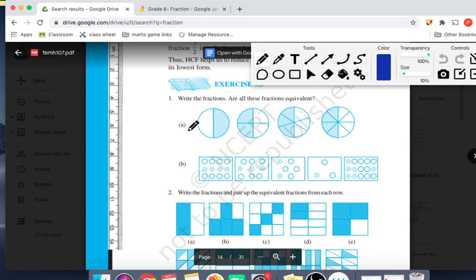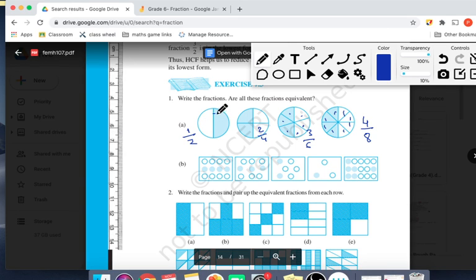Fraction of this figure is 1 by 2. The fraction of this figure is 2 by 4. Fraction of this figure is 1, 2, 3, 3 shaded portions. So 3 total portions are 6. So 3 by 6. And here 1, 2, 3, 4, 5, 6, 7, 8. 8 are the total parts where the shaded parts are 4.